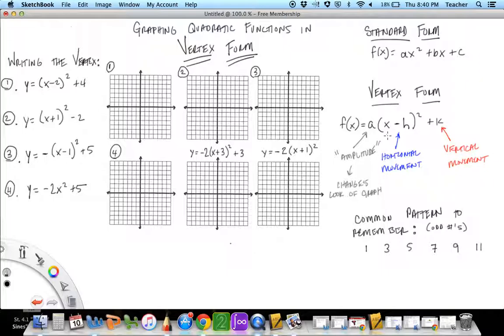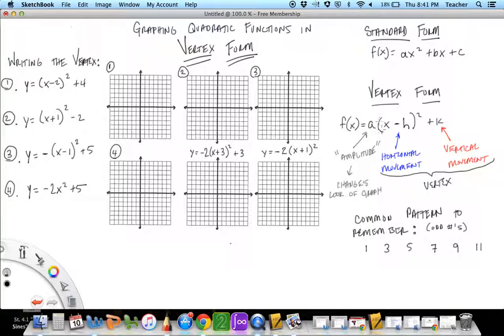Our first thing to discuss is that what goes on inside the parentheses is going to cause some horizontal movement, that is, it's going to cause the vertex to move. The k is going to cause the vertex to move up or down, okay? So these particular numbers, this part of the vertex notation, only affect the vertex. So the h and the k are going to affect the location of the vertex.